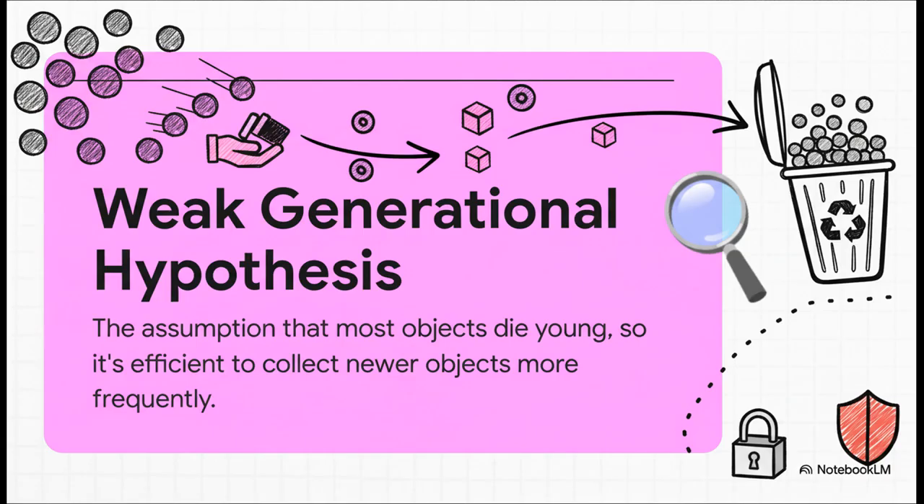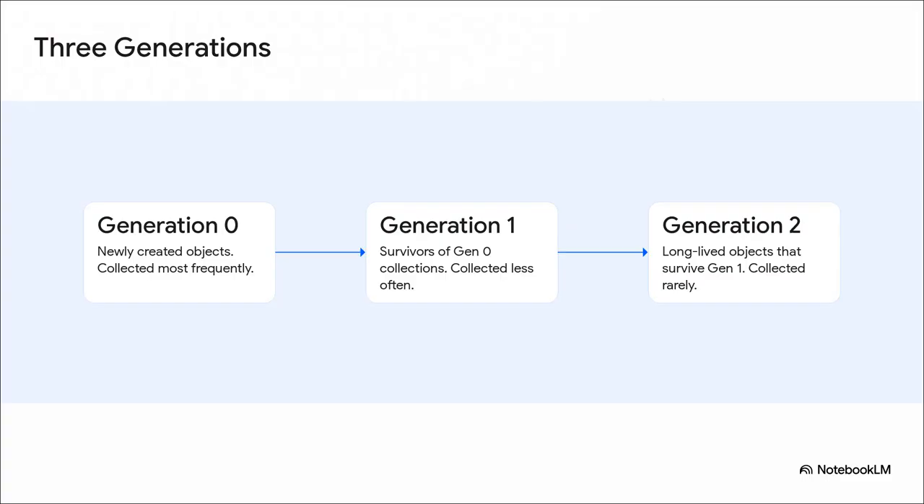Most objects die young, right? In a typical program, you create things, use them for a second, and then they're gone. So why waste time checking on old, long-lived objects over and over again? It's way more efficient to focus all the cleanup effort on the newcomers. And this is how Python actually puts that idea into practice.